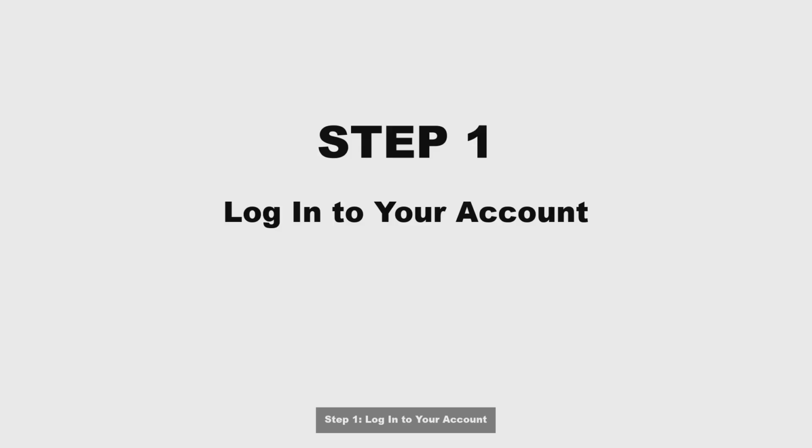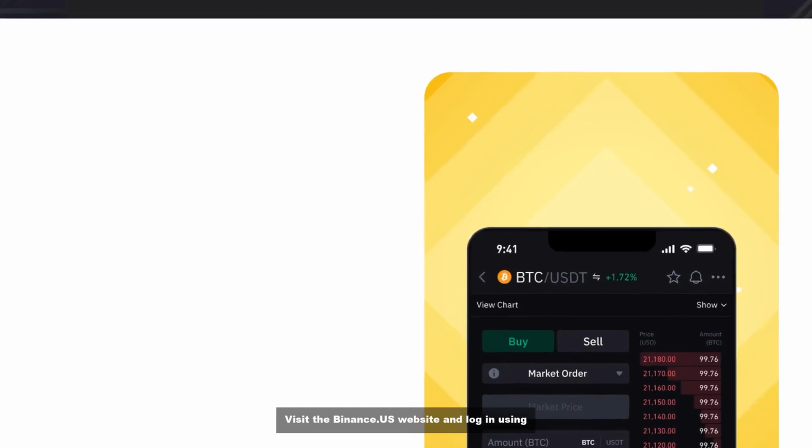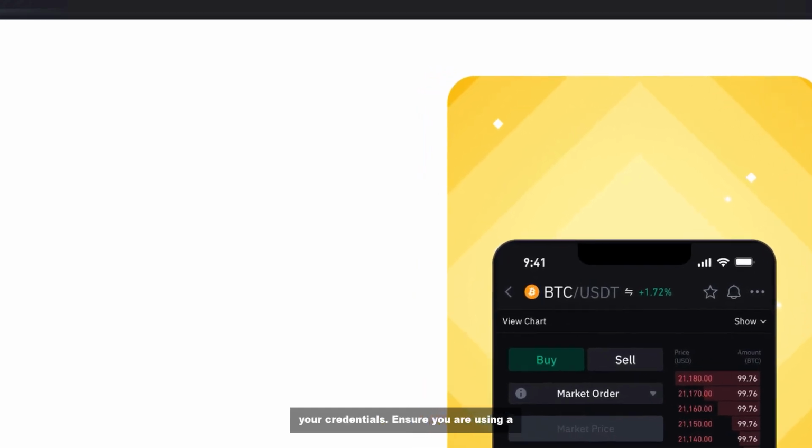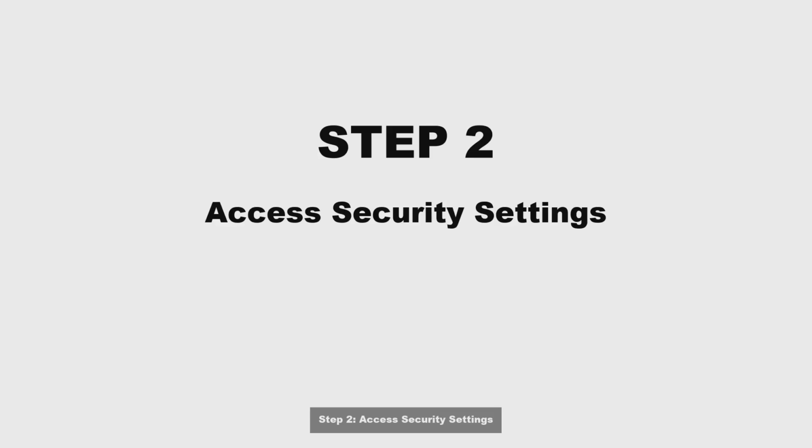Step 1. Log into your account. Visit the Binance US website and log in using your credentials. Ensure you are using a secure internet connection. Step 2. Access security settings.